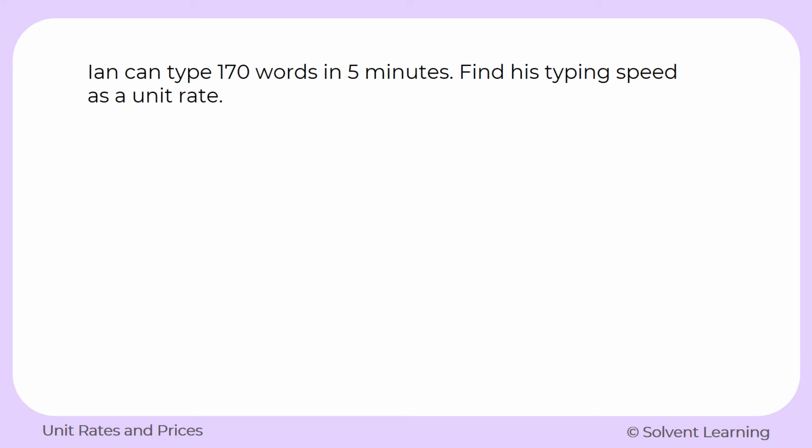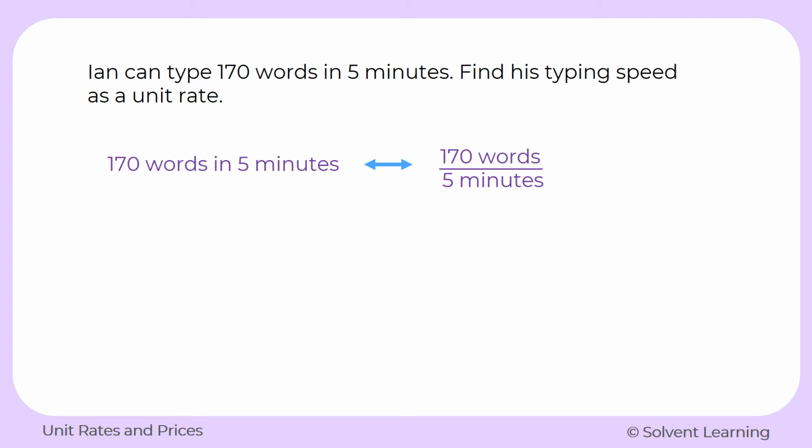Let's look at our first example. Ian can type 170 words in 5 minutes. Find his typing speed as a unit rate. So another way we can read this problem is find how many words Ian can type per minute. Now let's look at the information that we have. We know that he can type 170 words in 5 minutes. We can also represent this ratio as a fraction, as 170 words over 5 minutes.